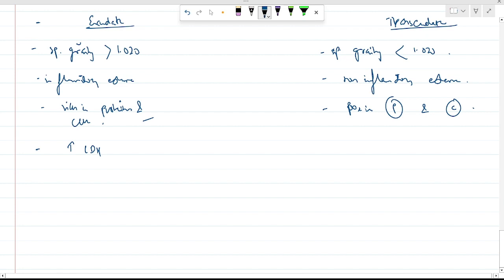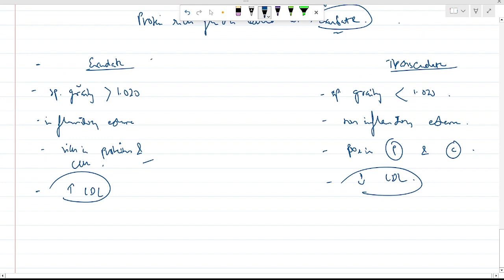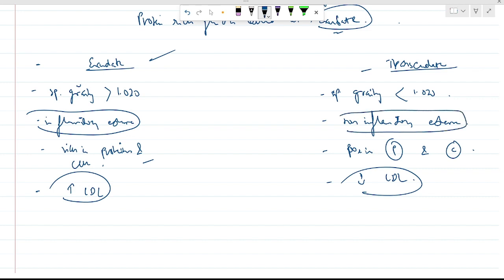Okay, last difference is there is high levels of LDH, low density lipoprotein, LDL, and here there is less LDL. One of the important differences between exudate and transudate: exudate occurs in inflammatory edema and transudate occurs in non-inflammatory edema.